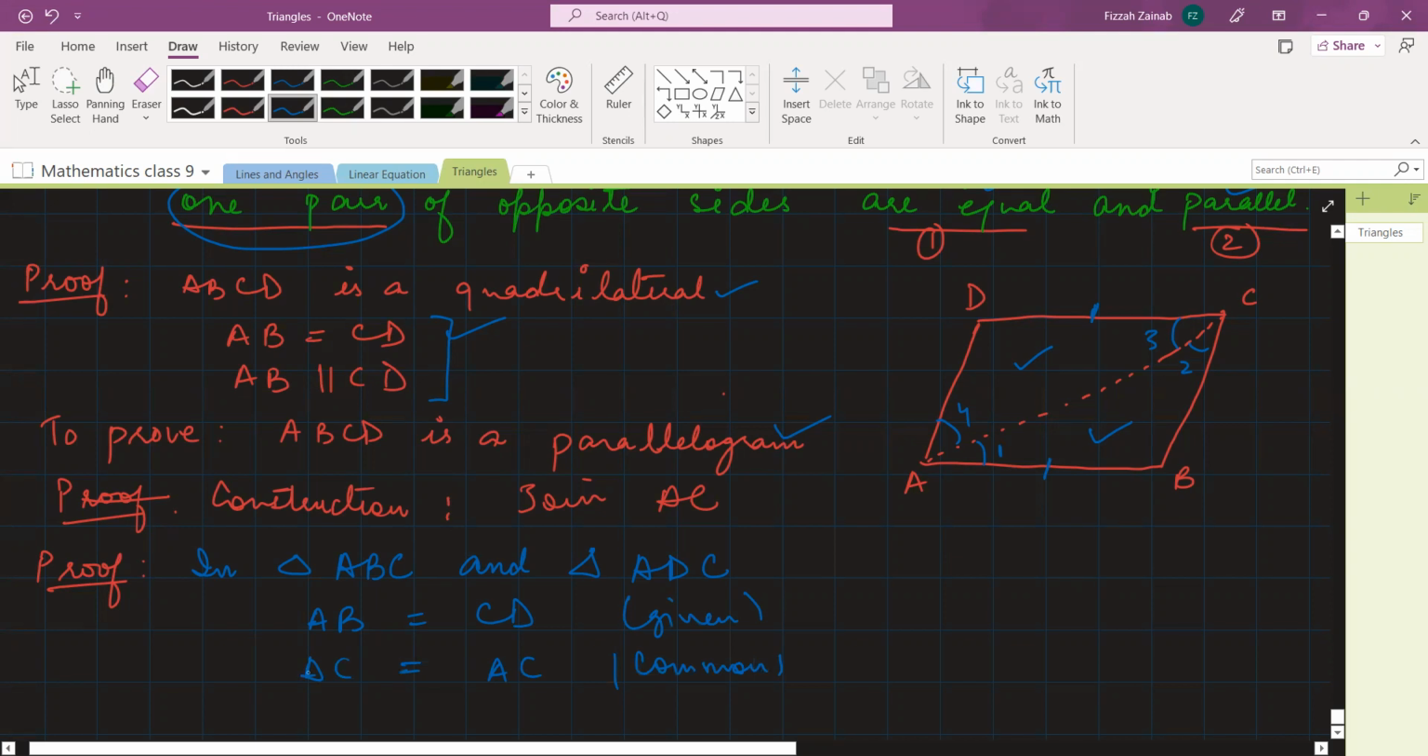Now, one more thing I need. I have got two sides, so another side or another angle. Another side is AD, which actually I don't know, so I will look at angles. Which angle is equal to which angle here? Zeba.